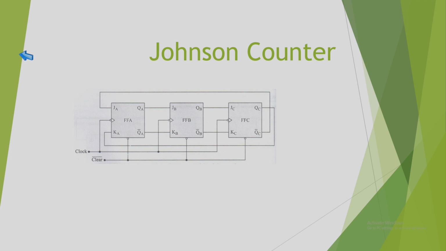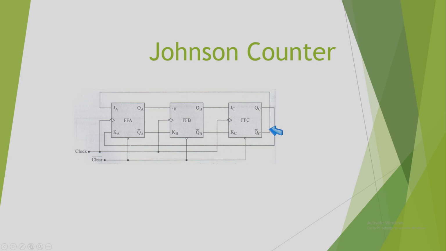Now let's move on to the other counter, which is the Johnson counter. Look at the circuit. We are using 3 JK flip-flops. All of them are negative edge triggered. So they are named as A, B, and C.